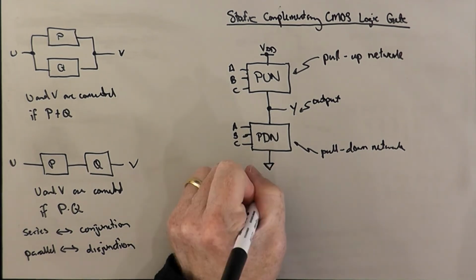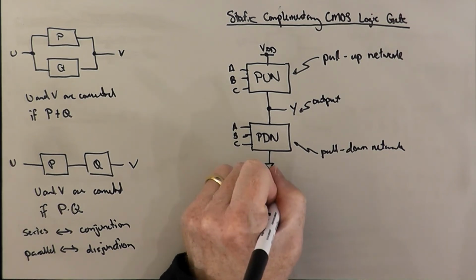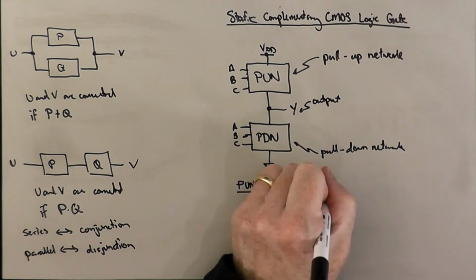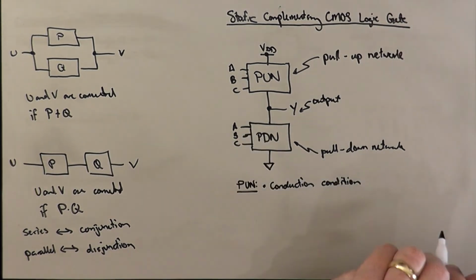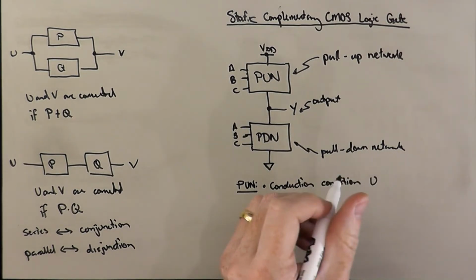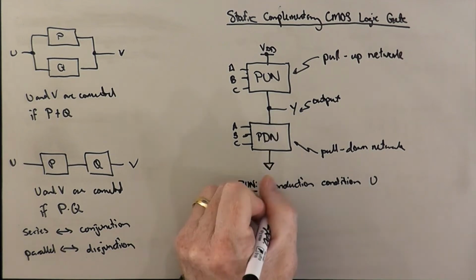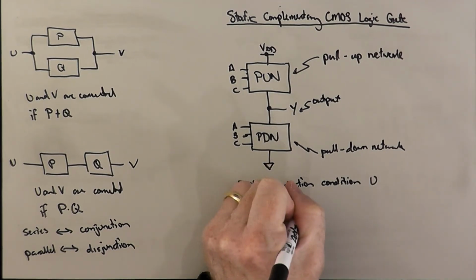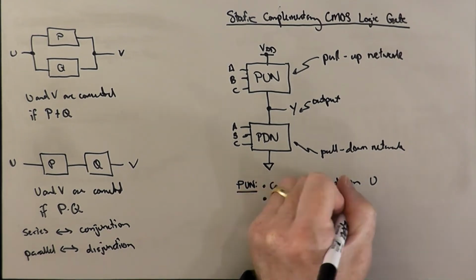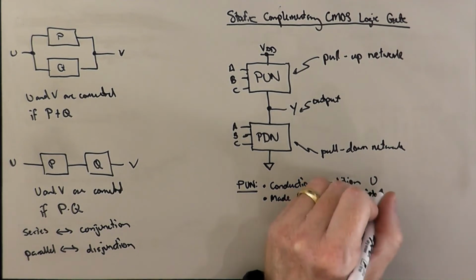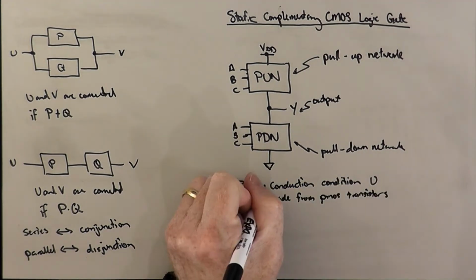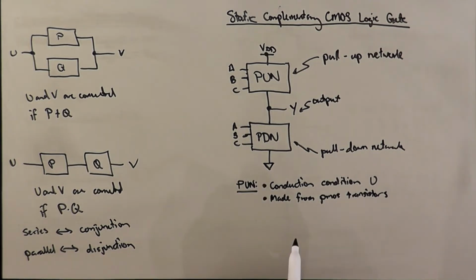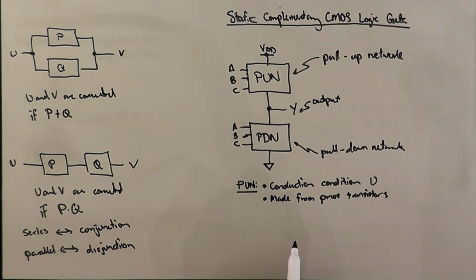So the pull-up network, let's say this has the conduction condition. We'll call the conduction condition for the pull-up network U. We're only going to make the pull-up network from PMOS transistors. That's a discipline that we're going to impose on our design of logic gates for reasons that you're going to explore in post-lab 5. So I'm not going to tell you why we adopt that design discipline, but we do. So we only want to pull up with PMOS devices.